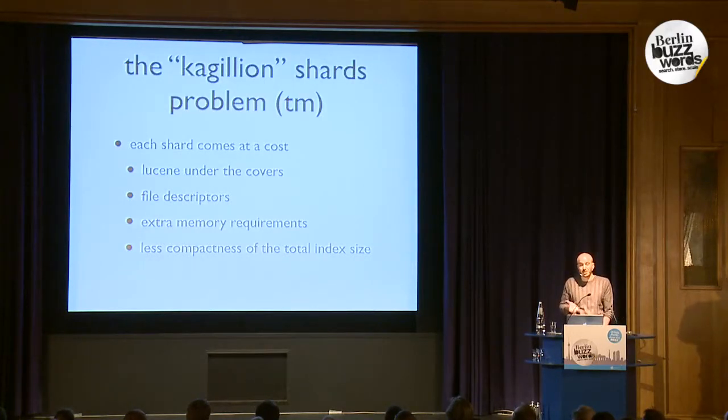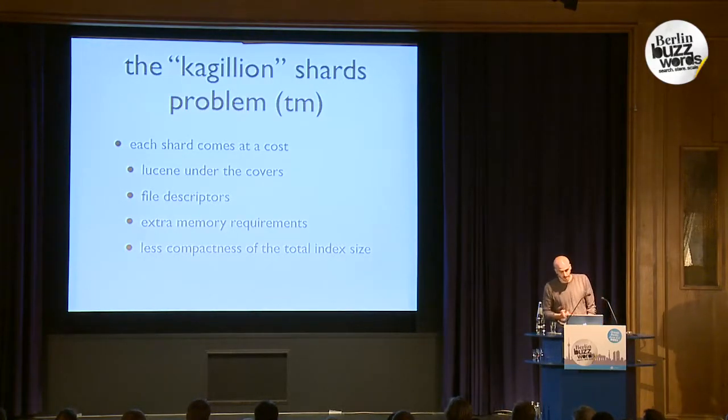Each shard comes at a cost. It's a Lucene index under the covers, so it comes with resource usage like memory requirements, file descriptors, things of that nature. Obviously, a single index or fewer segments in an index can make better use of the size of the data that is actually being used on disk, and the amount of memory that they require, because they can compact data more properly.